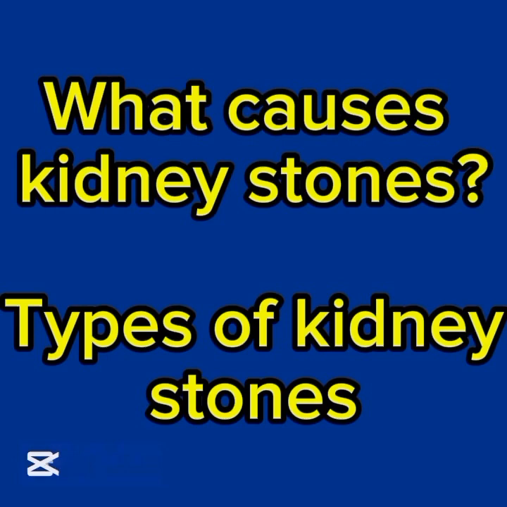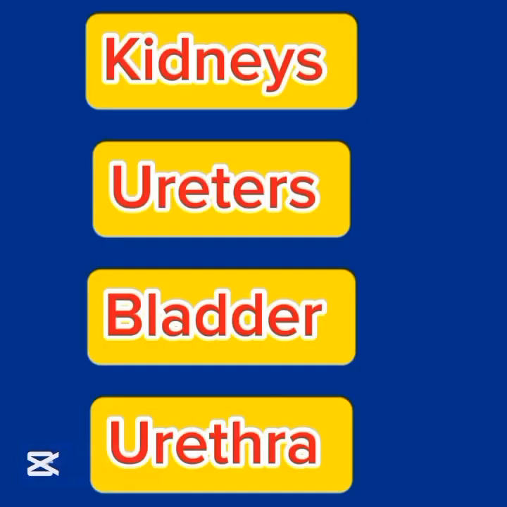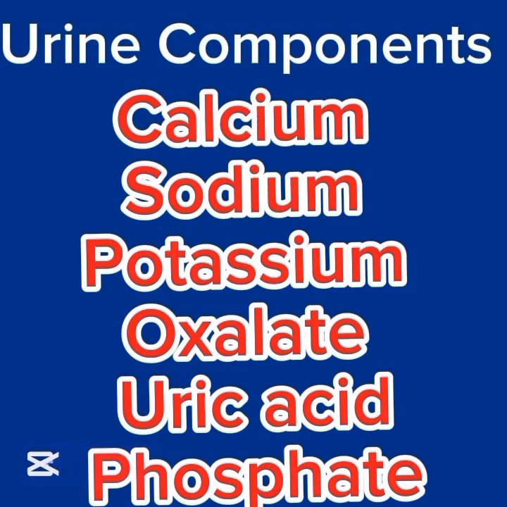Kidney stones, remember we said, can form in the kidney, ureters, bladder, or urethra. That is the urinary system. Urine contains compounds that consist of calcium, sodium, potassium, oxalate, uric acid, and phosphate. When you have too many particles of these substances in your urine and too little liquid, they can start to stick together, forming crystals or stones.